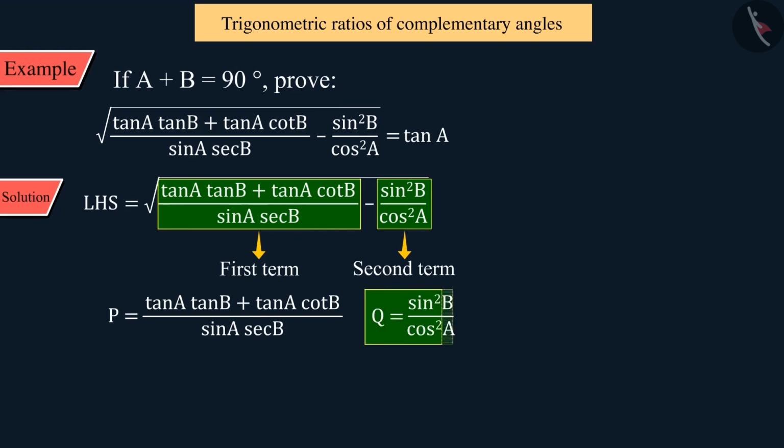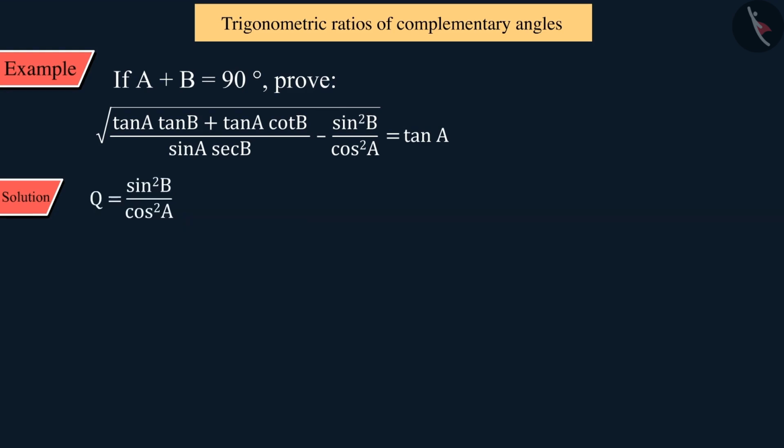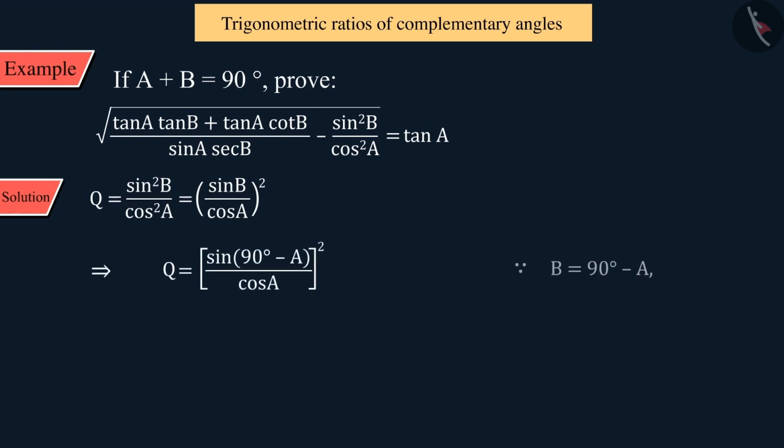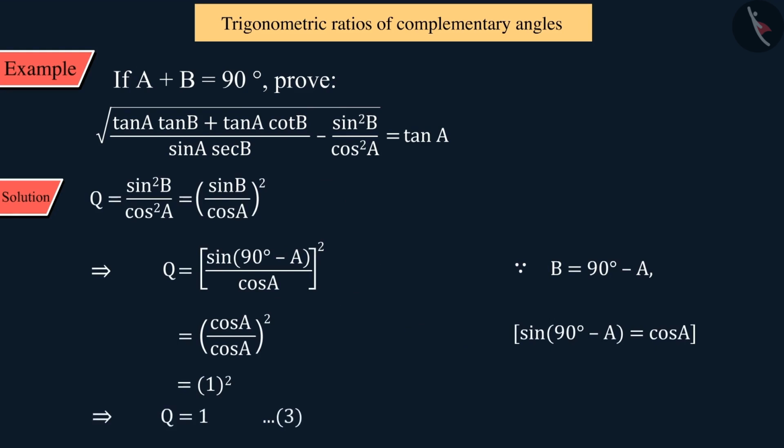Similarly, if we talk about the second term Q, we can write it in the same way. Here, we change sin B to cos A. Solving that, we get the value of Q. We can express this as equation 3.